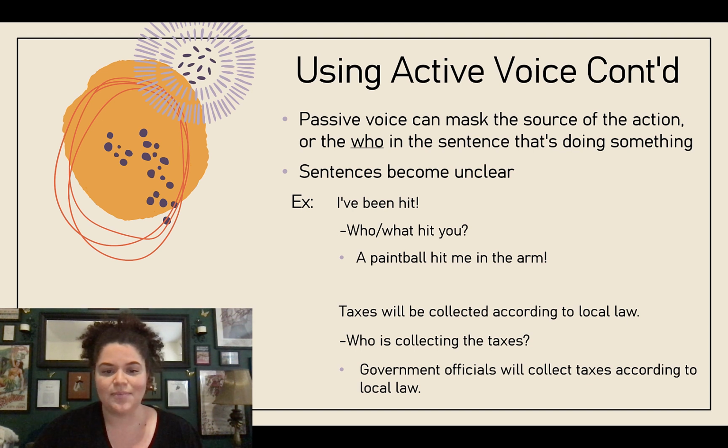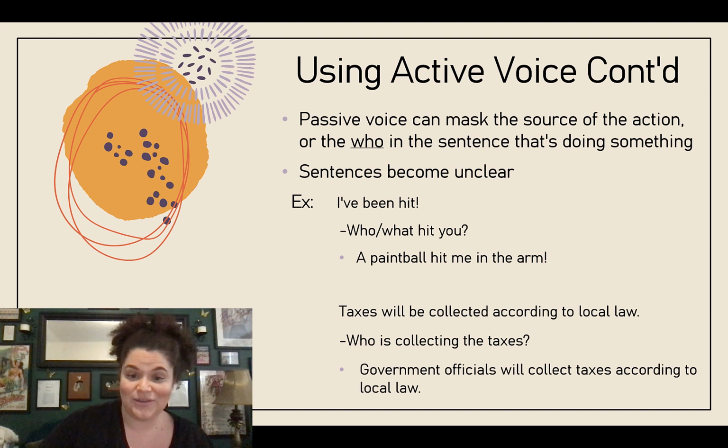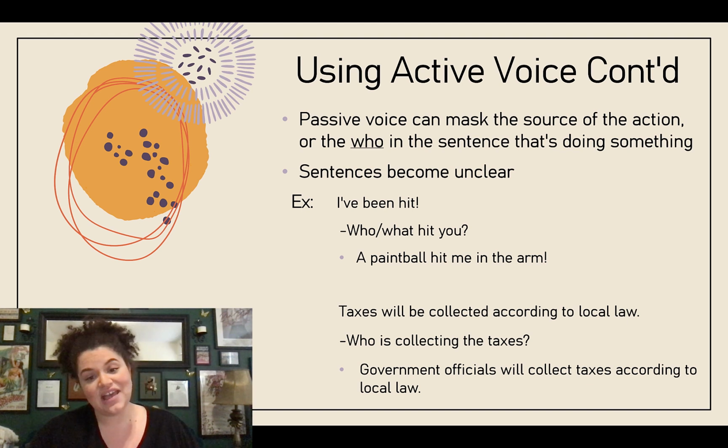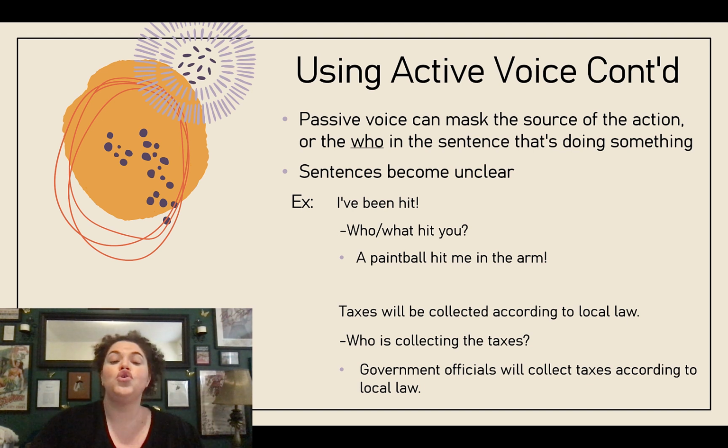This last example, taxes will be collected according to local law. Again, it doesn't say who is collecting the taxes. It's just saying taxes will have this thing done to it. It will be collected. Instead, we could write government officials will collect taxes according to local law. Now we know who is doing the action, right? That's important. A sentence should emphasize the who or the what that is doing the action.